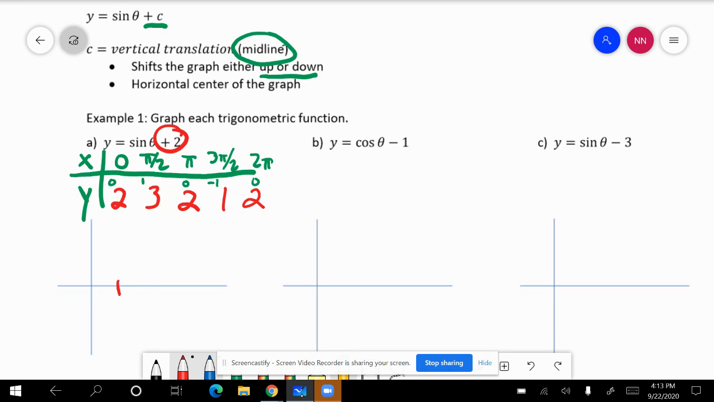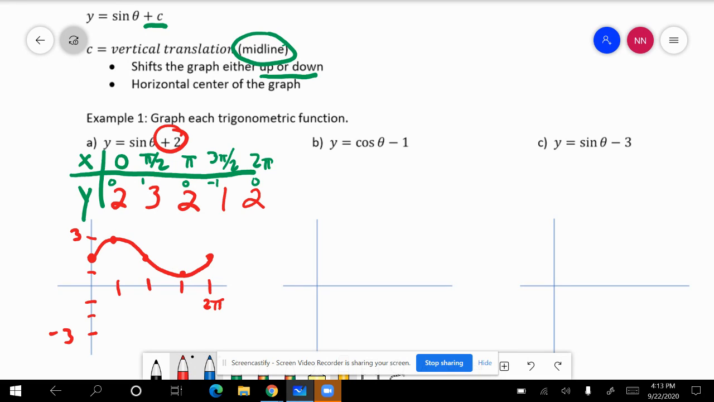So when we graph this, notice that it's not 1 and negative 1. What we have is it going up to 3 and down to 1. So I have 0, 2. I have pi halves and 3. I have pi and 2. I have 3 pi over 2 and 1. And then I have 2 pi and 2. So this right here is my sine curve.